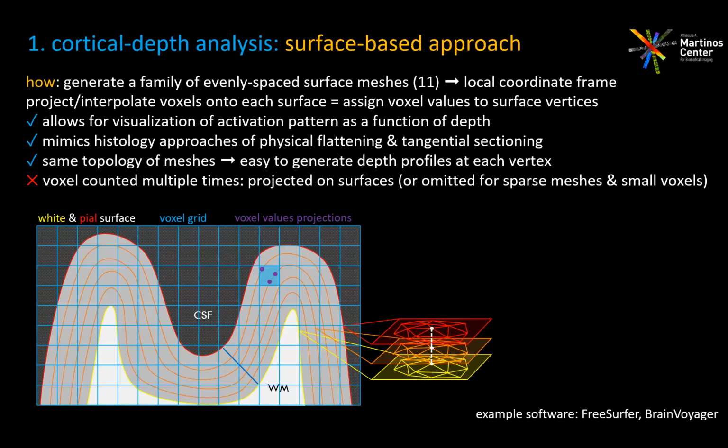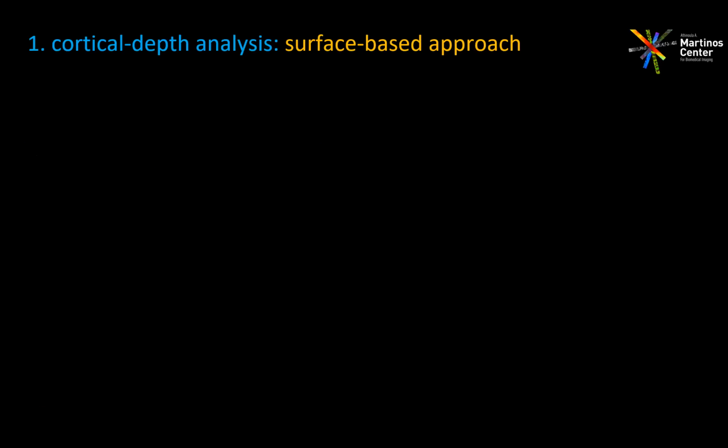It's also possible that if we have very high resolution data, we may end up having a very high resolution volume to project on the more sparse meshes, and we can omit the voxels. Obviously, we can upsample the surfaces to help solve this problem, but it's something also to keep in mind. All right, so more on the surface-based approach.